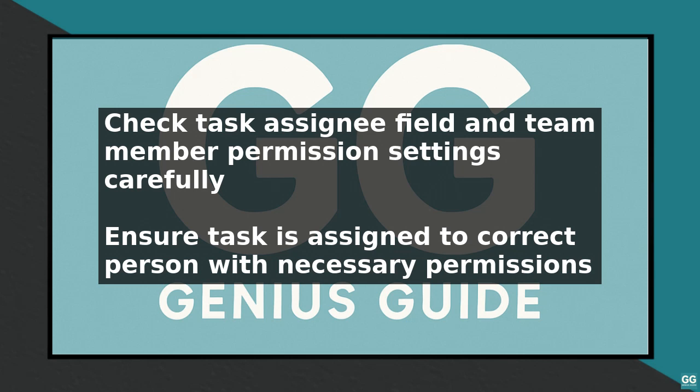If the task is not updating, check the workflow and automation settings to ensure that the task is properly connected to other tasks and workflows. Make sure that any dependencies or triggers are set up correctly and that the task is not stuck in a loop or waiting for input from another task.